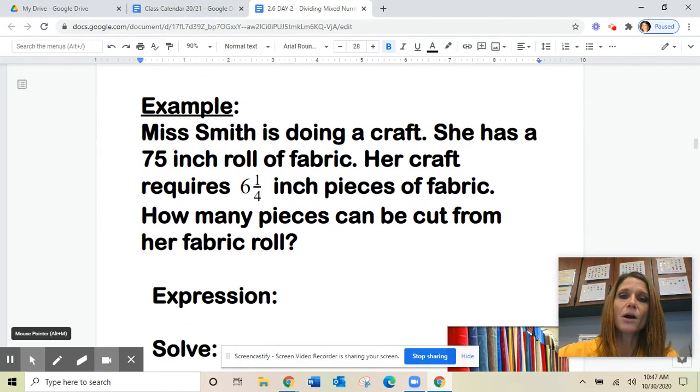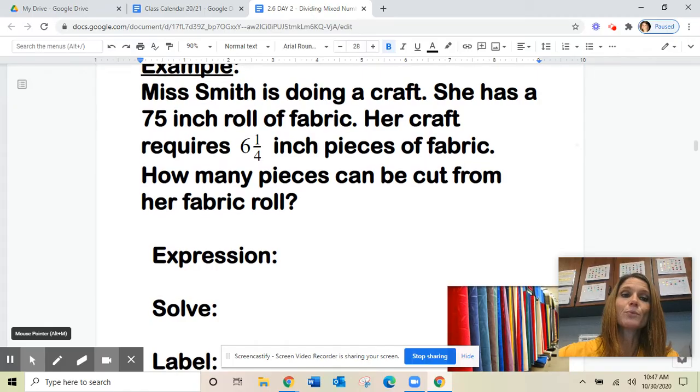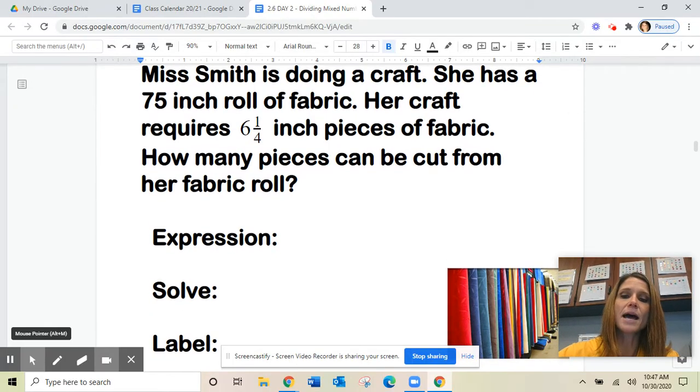Here's an example. I'll walk you through it here. You read the situation to understand what's going on. Miss Smith is doing a craft. She has a 75-inch roll of fabric. Her craft is 6 1/4-inch pieces of fabric. Sounds like maybe she's making a quilt with little quilt squares. How many pieces can be cut from her fabric roll before she runs out of fabric?